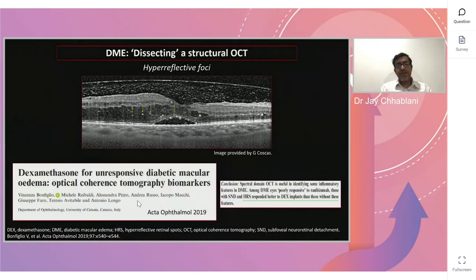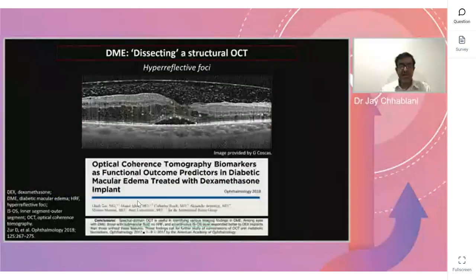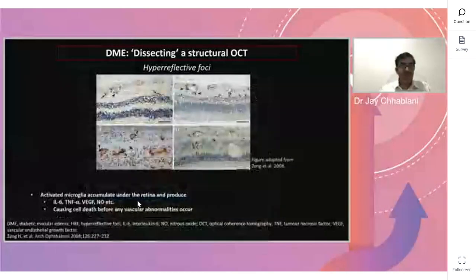If hyperreflective foci are a marker of inflammatory damage, then definitely the dexamethasone or the steroid plays an important role. And this was published in one of the recent papers in 2019, where they showed that these hyperreflective spots responded well to dexamethasone implant in these patients with diabetic macular edema. In one of our papers in 2018, we also reported that, in addition to the hyperreflective foci, you had submacular fluid, and ISOS junction also played a role.